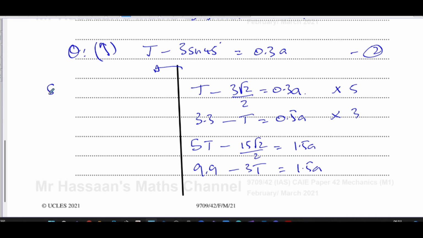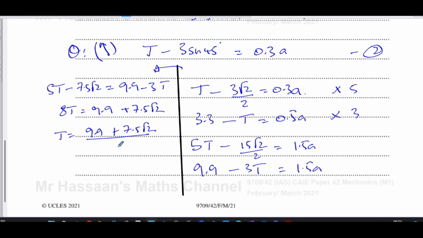So I have 5T minus 7.5 root 2, I'll write it like that, is equal to 9.9 minus 3T. So I can bring the T's together. 5T plus 3T is 8T equals 9.9 plus 7.5 root 2. So T is going to be 9.9 plus 7.5 root 2 all over 8. So that should give me the correct answer.